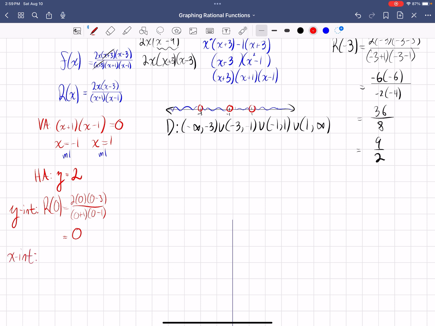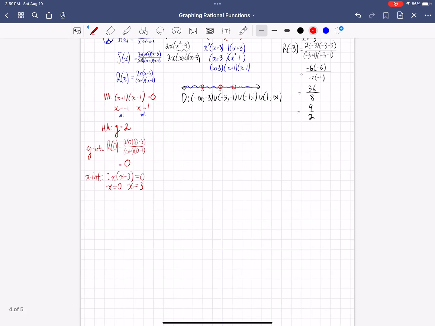To find the x-intercepts, you set the numerator equal to 0. And again, we can use our reduced function. So we take the reduced function and set the numerator equal to 0. 2x times x minus 3 equals 0. This is easy because we've already factored. And we get x equals 0 and x equals 3. So that's almost everything. There's one more thing we would benefit from doing.